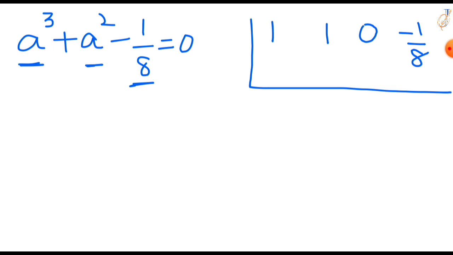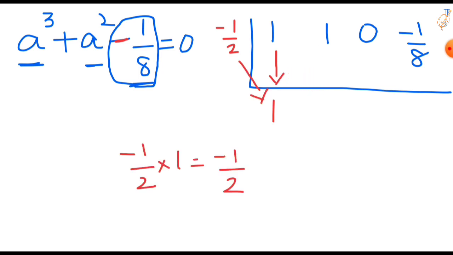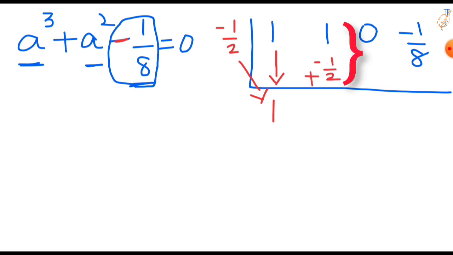Observe the constant value: we have minus 1 by 8. So that means it is in fraction form. If you take the root in fraction form, then you can easily find the roots of this equation. That's why, since we have minus here, I am taking minus 1 by 2. The first one you copy down as it is. Then do multiplication diagonally. Minus 1 by 2 times 1 is minus 1 by 2. Add these two, we get 1 by 2 only.